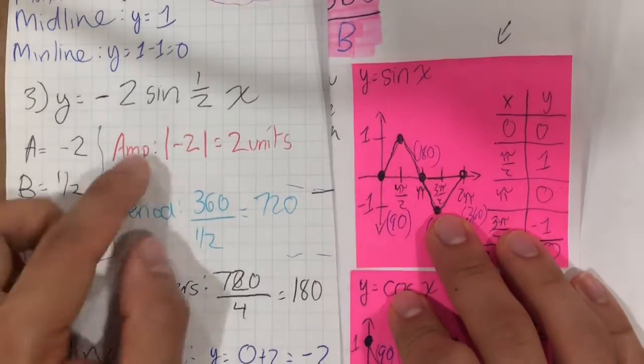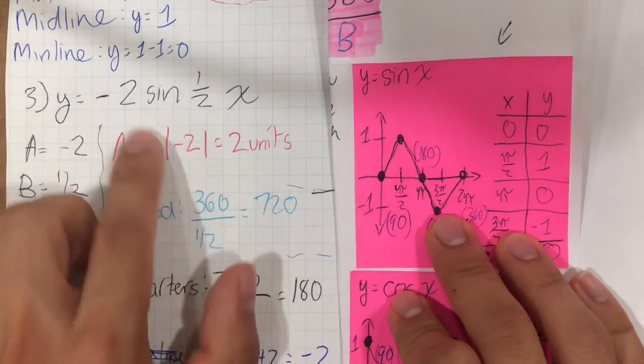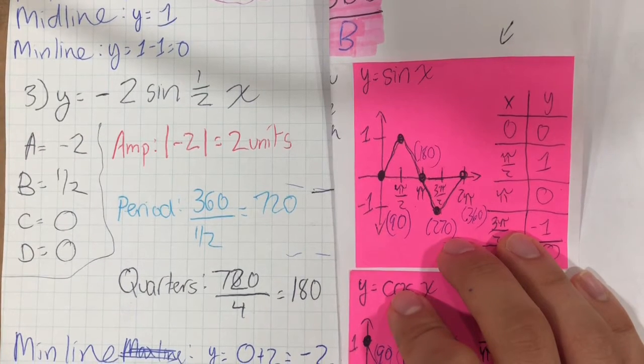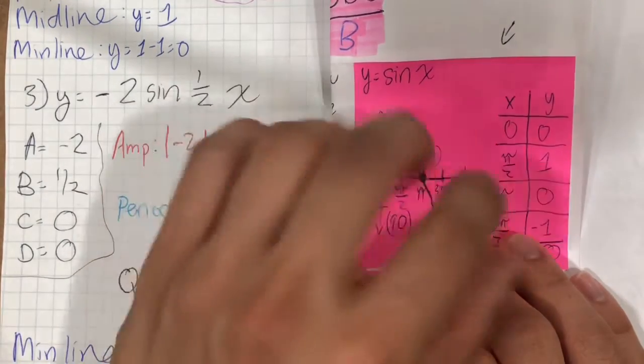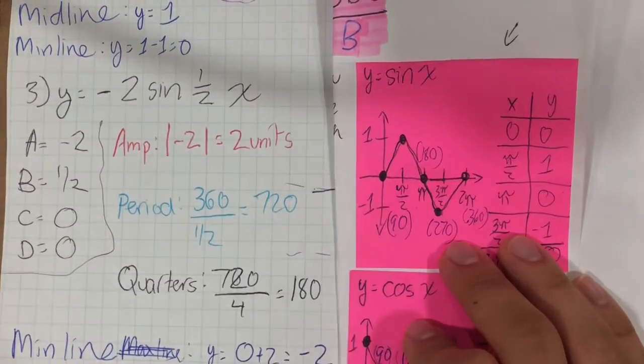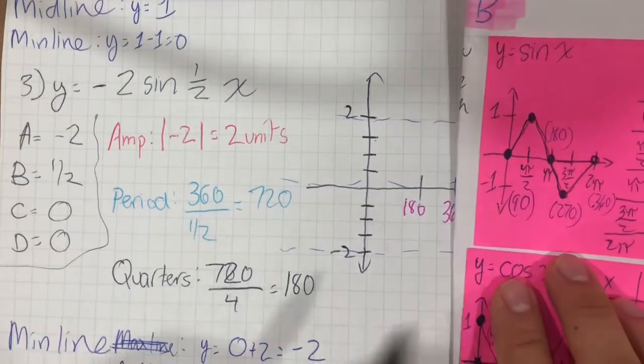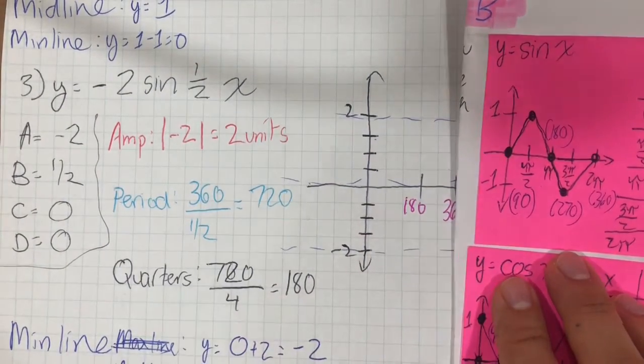Now remember, if we have a negative in front of a function, what's going to happen to the graph? If you guys said reflect across the x-axis, then you're absolutely right. So that means that the graph is going to flip around the x-axis. So let's see how that's going to happen. So all the minimum points are still going to be in the same spot.